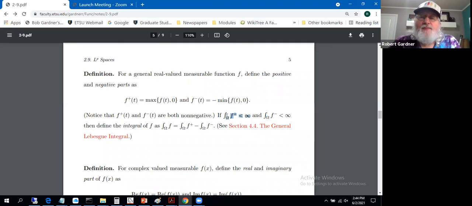If the integral of the positive part is finite and the integral of the negative part is finite, and integrals can be infinite even in the Riemann setting, so we're imposing a finiteness on these parts, then we'll define the integral of function f, an arbitrary measurable function, as the integral over omega of f is the integral of the positive part minus the integral of the negative part, which makes pretty good sense because f equals the positive part minus the negative part.